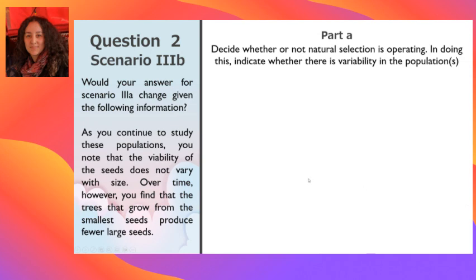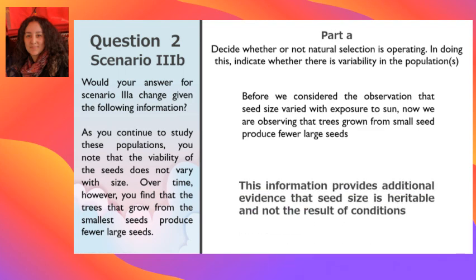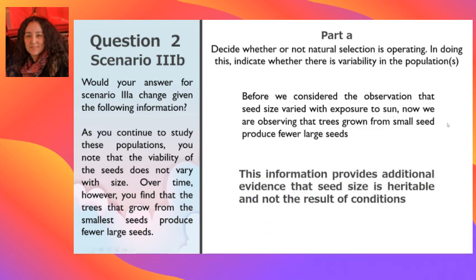So decide whether or not natural selection is operating. Before, we considered the observation that seed size varied with exposure to sun. Now we are observing that the trees grown from small seeds produce fewer large seeds. So we have these different observations. This information that small seeds end up growing trees that produce smaller seeds provides evidence that seed size is heritable and not a result of conditions.